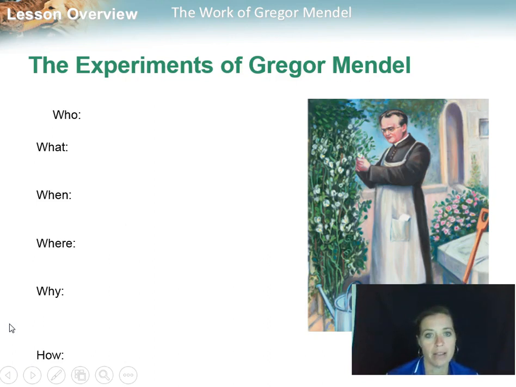So Gregor Mendel is considered to be the founder of modern genetics. But who was this guy? Well, he was a monk. He lived in what is now the Czech Republic, and he was also a teacher, a high school teacher. Fancy that. He was in charge of the monastery gardens, and as part of his teaching curriculum, he and his students would grow pea plants.